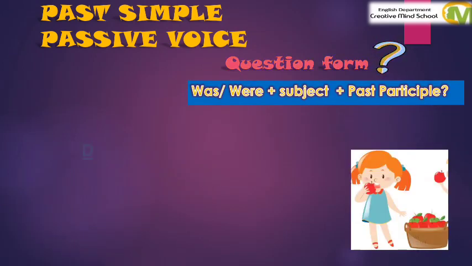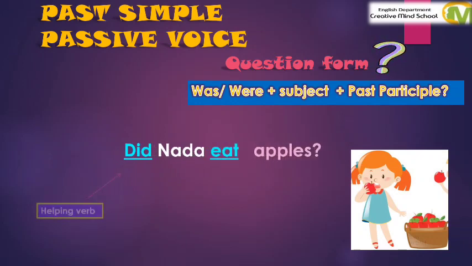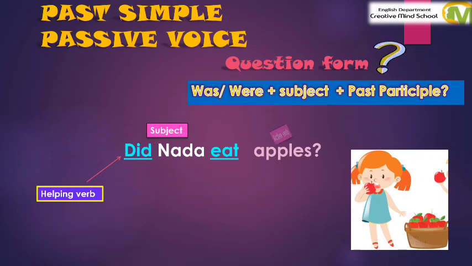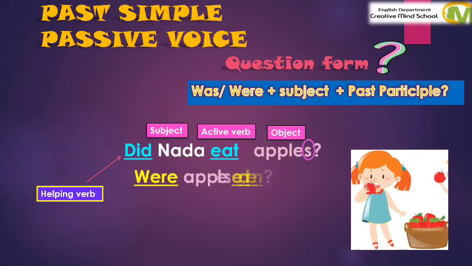Here is another example for the past simple passive form. Did Nada eat apples? Did here is a helping verb. Nada is the subject, eat is an active verb, and apples is the object. If you notice, apples here is a plural noun. So to change this question into passive form, we use the proper verb to be form, which is were, with the plural noun: were apples eaten?